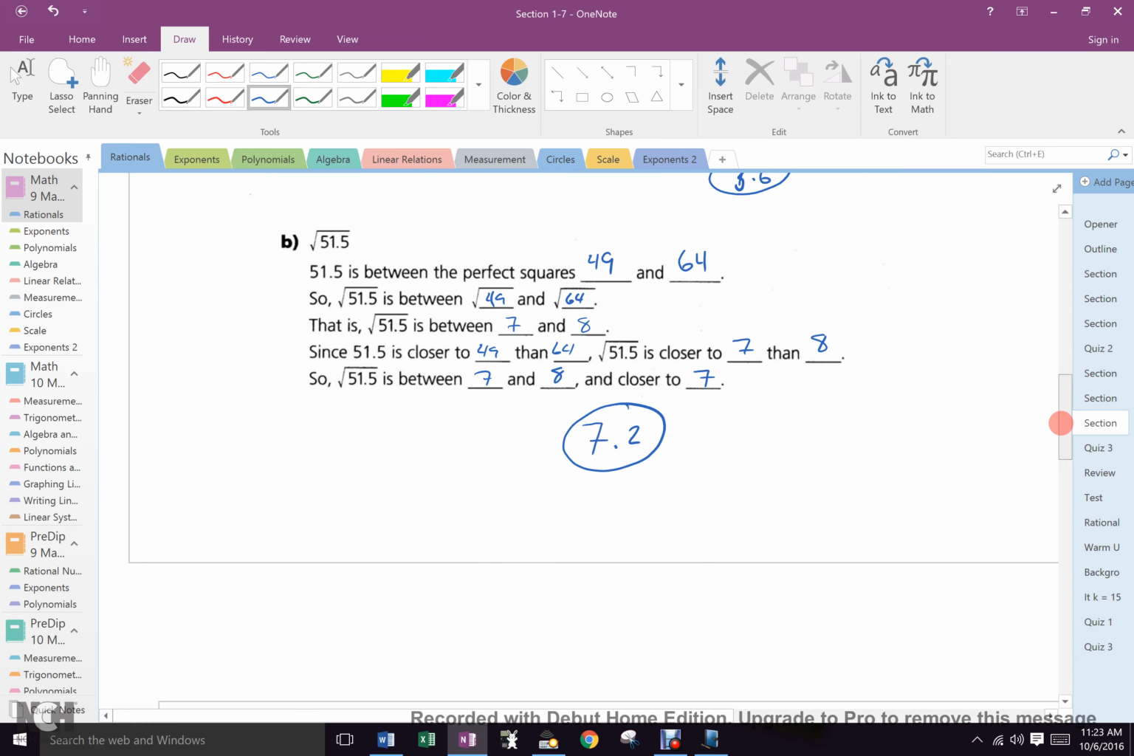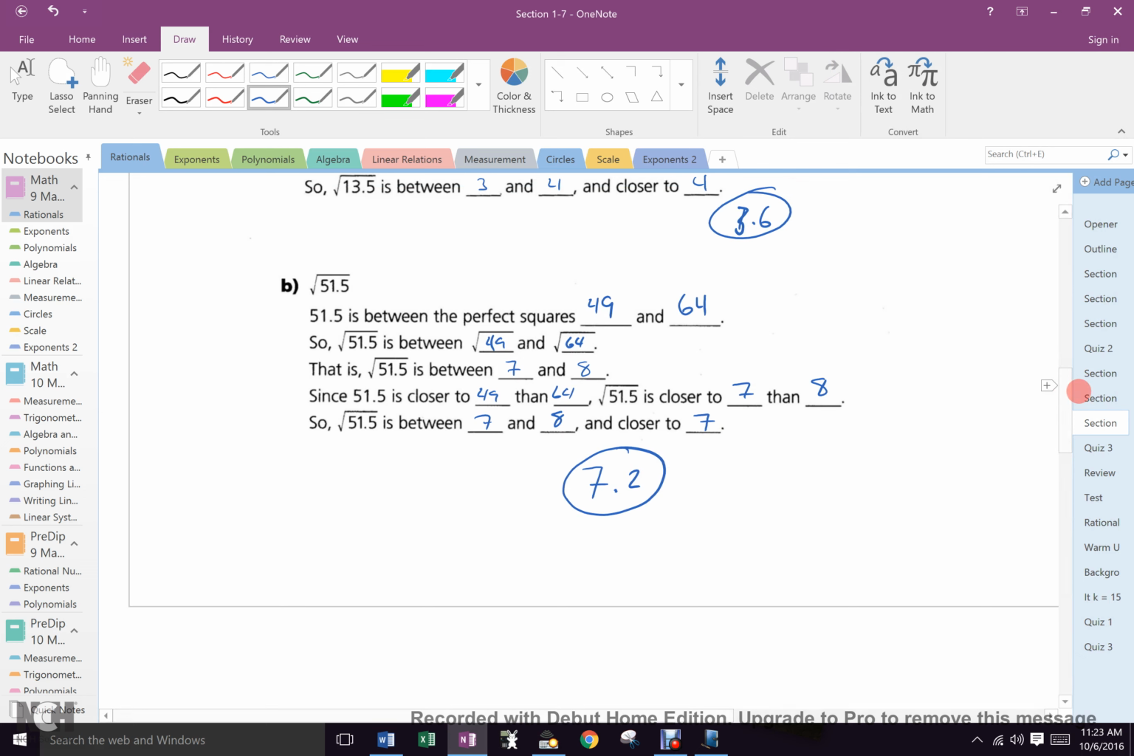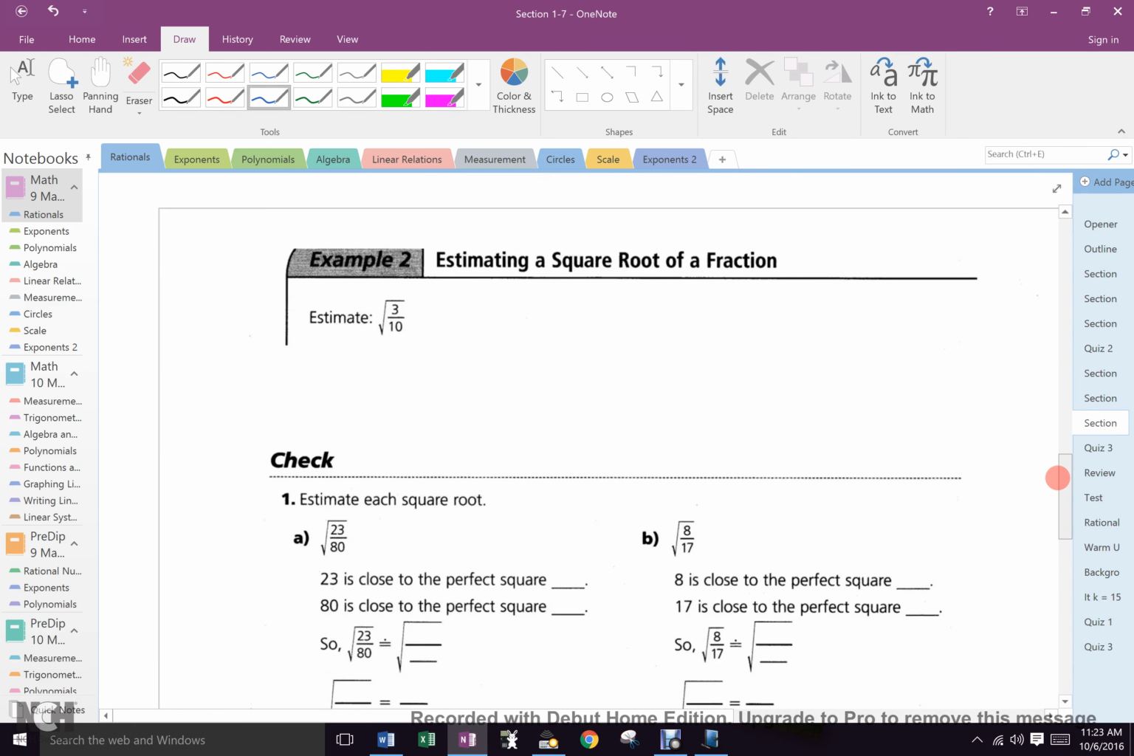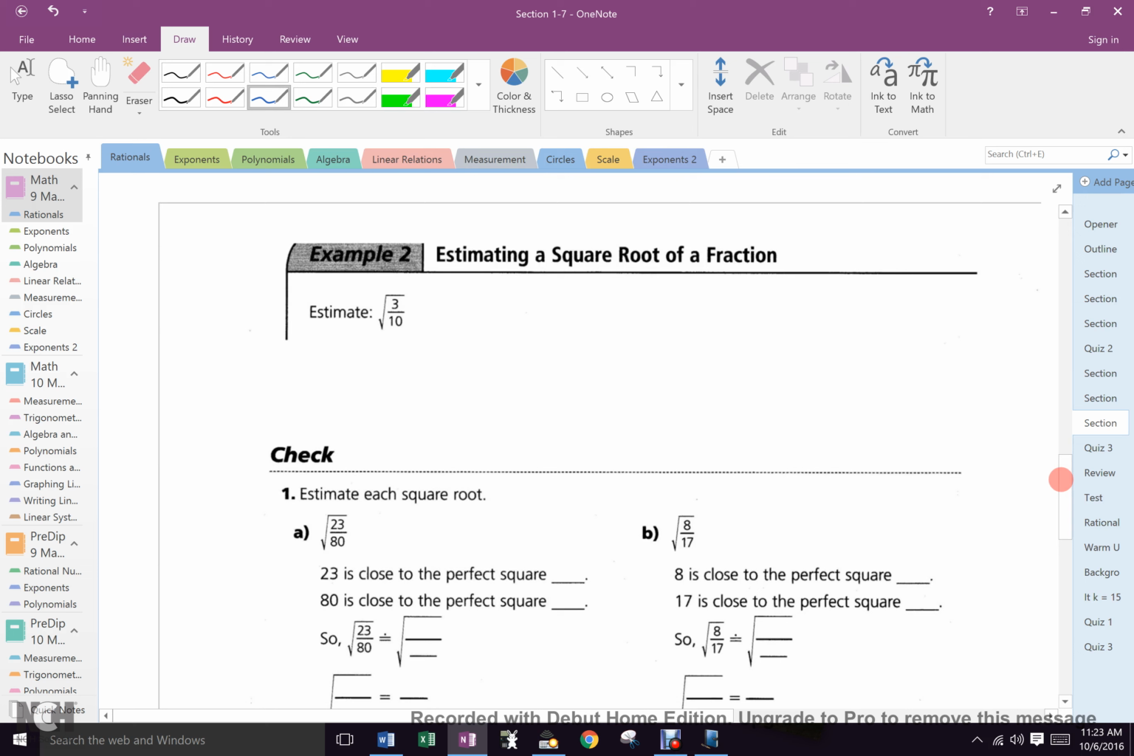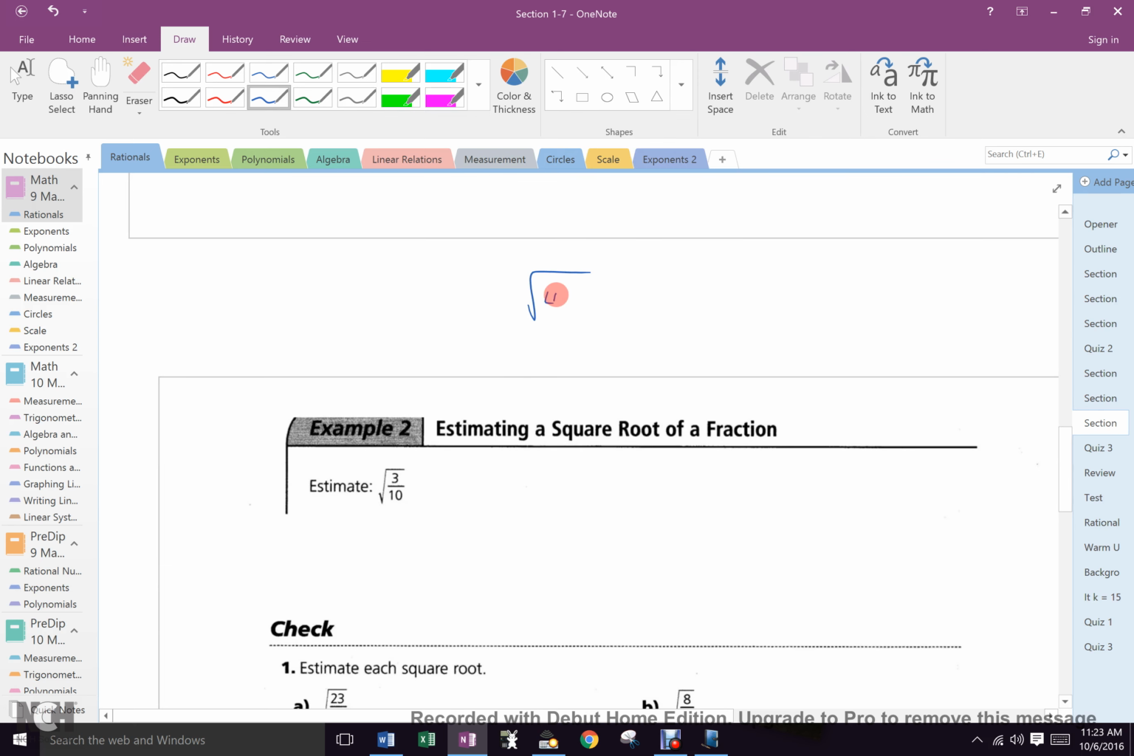Okay, is everybody good? What about a fraction? Don't write this down, but when we were guessing a whole number, 48, we thought about what it was close to, right? That's almost the square root of 49, correct? So what is this really? This is really the square root of 3 over the square root of 10, isn't it? Does everyone agree? Yeah. Okay.